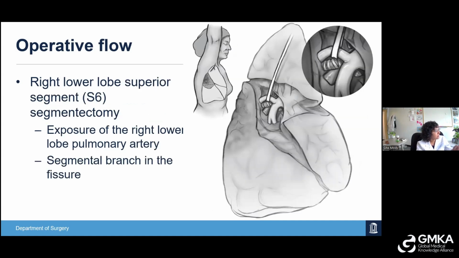Let's see what else we have. So one thing that's been nice about converting to robotics several years ago is the ability to do segmentectomy. A superior segment is a fairly straightforward segment and probably can be done VATS and obviously can be done open, but it's very nice robotically because you can see each of these structures individually. And you usually take the artery and then probably the vein and then the bronchus and then the fissure, like that.